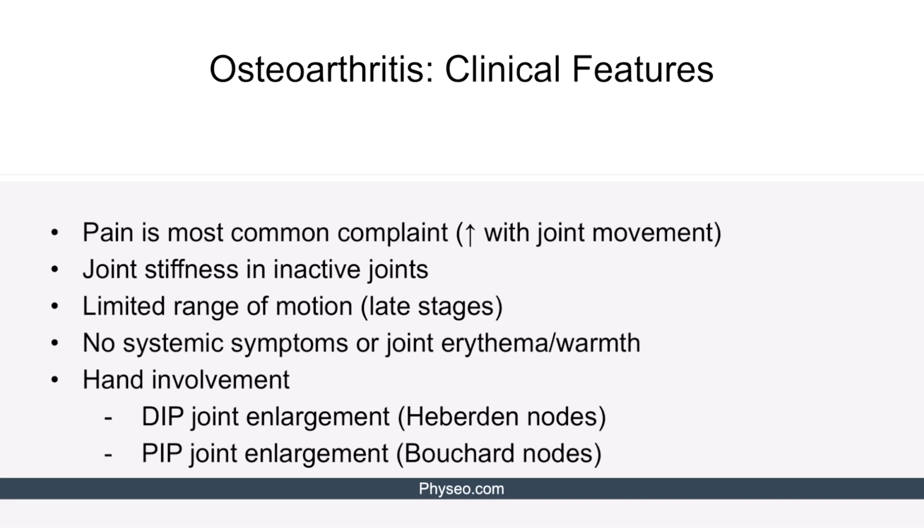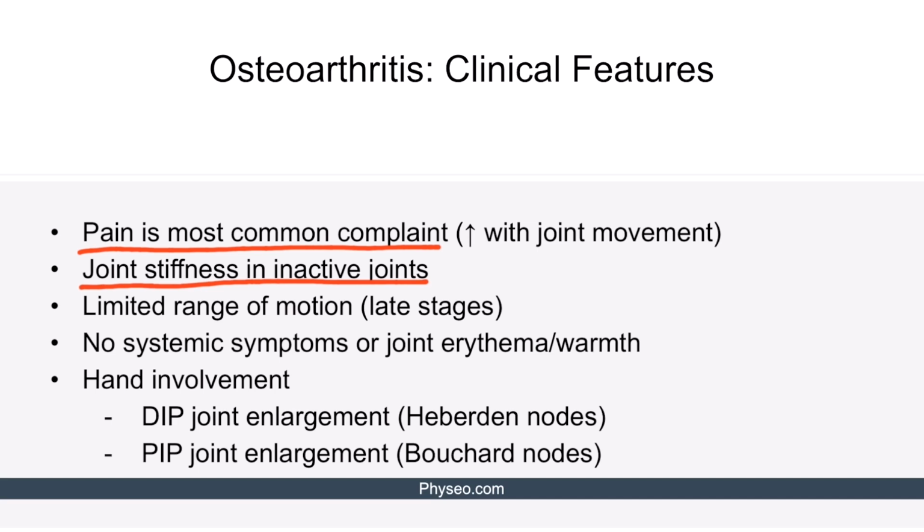On the clinical features, pain is usually the most common complaint, and it is aggravated with movement of the joint because the osteophytes irritate the synovial lining and cause rubbing bone on bone. An osteophyte is an abnormal bone projection that grows along the edge of a bone. During examination, there is joint stiffness commonly seen in inactive joints. This is why the patient complains of the stiffness when waking up in the morning.